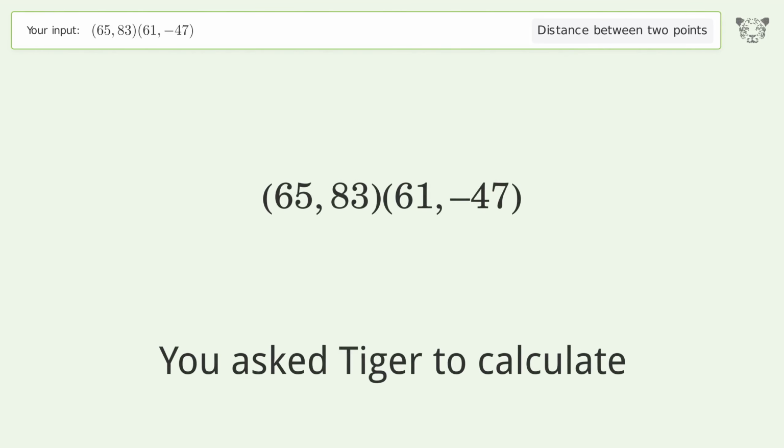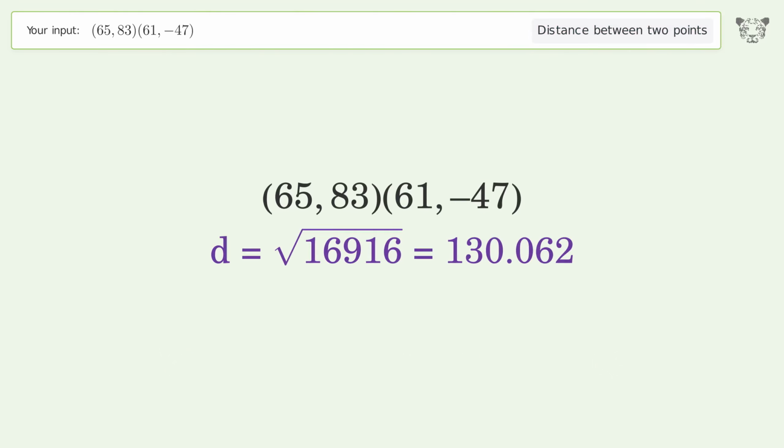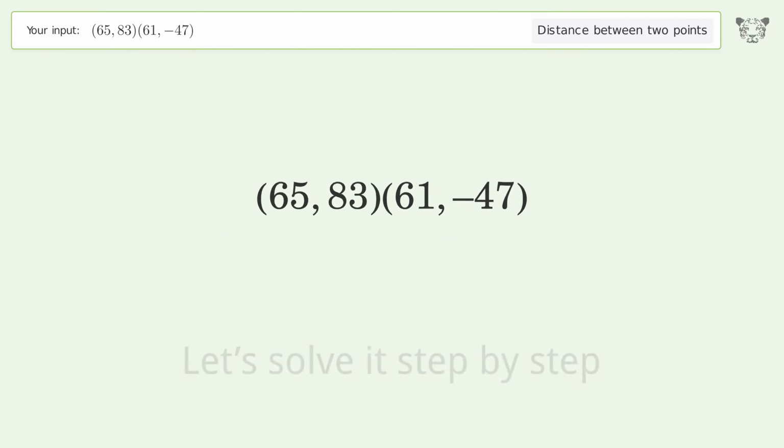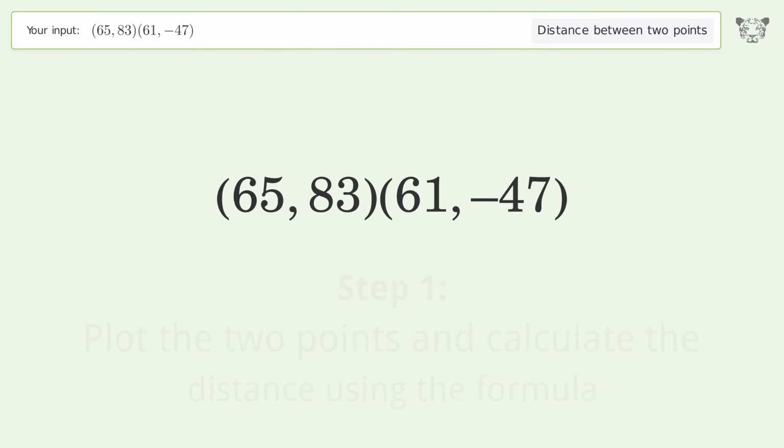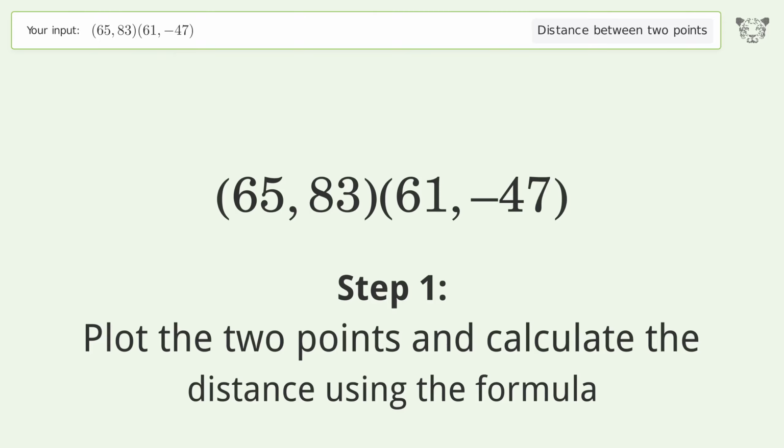You ask Tiger to calculate. This deals with the distance between 2 points. The distance between the 2 points is the square root of 16,916, or 130.062. Let's solve it step by step. Plot the 2 points and calculate the distance using the formula.